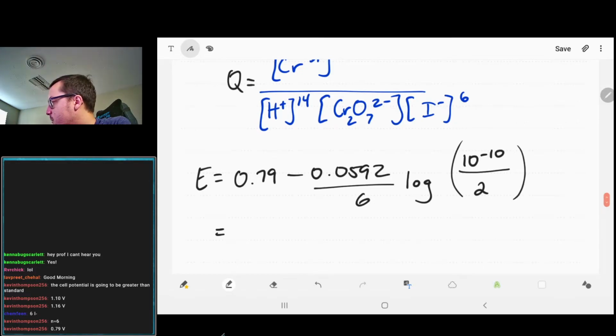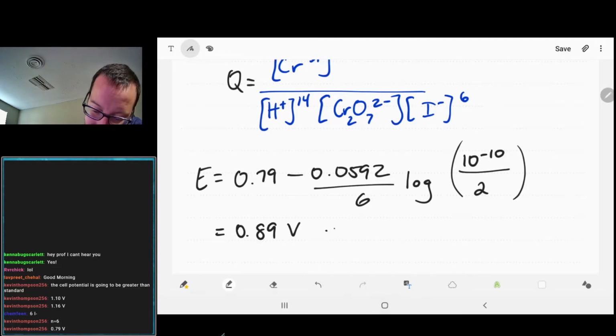And thank goodness the book has the answer because I don't want to actually have to do this math. Doing all this fun stuff, we get 0.89 volts. Hooray! So again, we have more reactants than products, so we are expecting a larger potential than we would otherwise. So electrochemistry is fun, right? Easy.